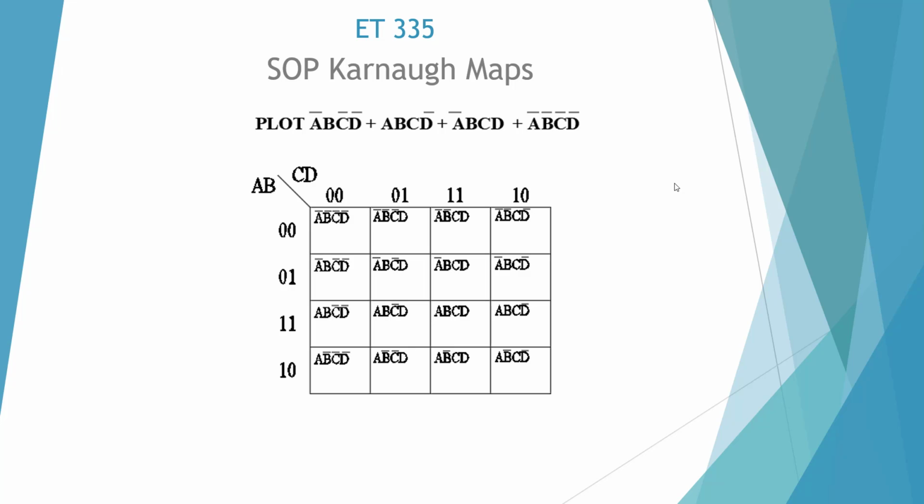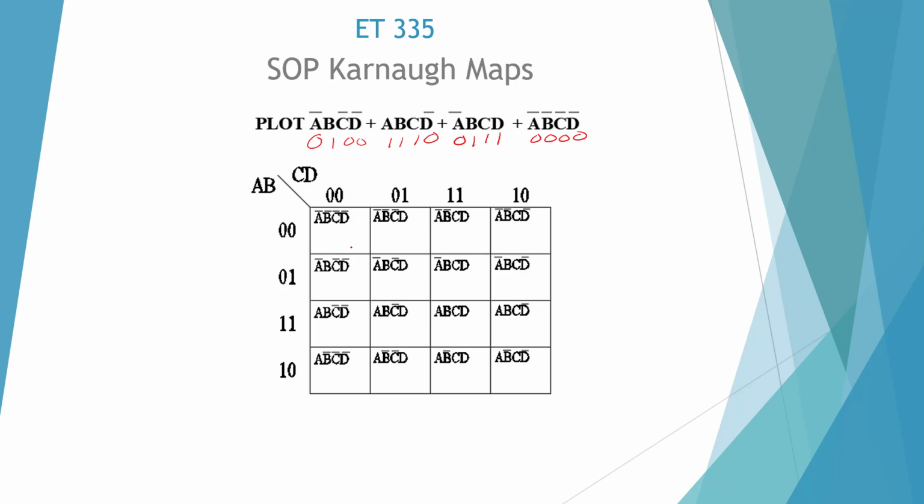So let's go ahead and map it. Again, we're looking for 1s. So we have 0, 1, 0, 0, 1, 1, 1, 0, 0, 1, 1, 1, and 0, 0, 0, 0. So let's go ahead and map it.